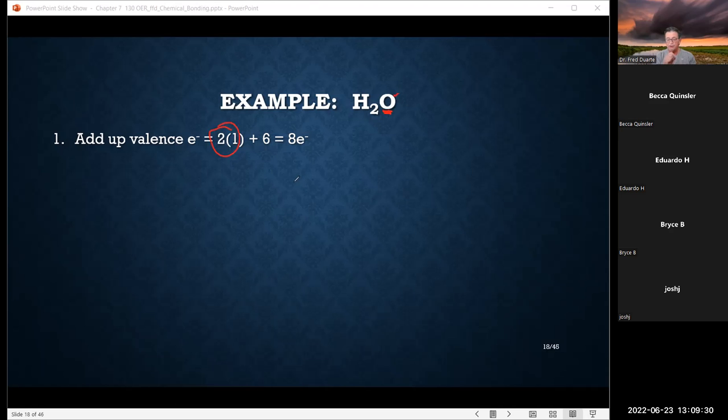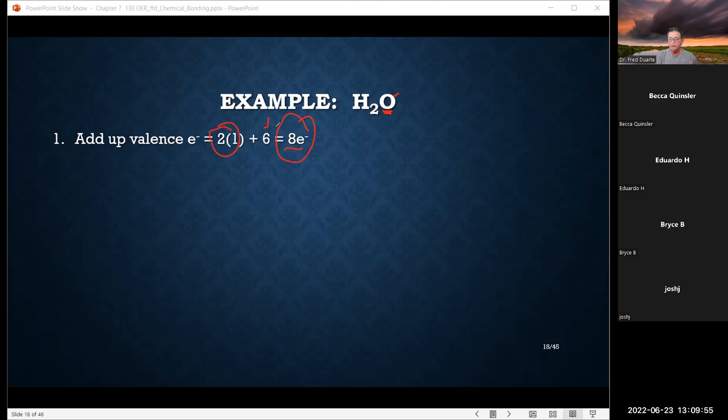Oxygen is in group 6A, and it brings in 6 valence electrons. So we tally up the thing, we got a total of 8 valence electrons to work with. These eight valence electrons are going to combine, by making single, double, or triple bonds, such that the octet is fulfilled on everybody.